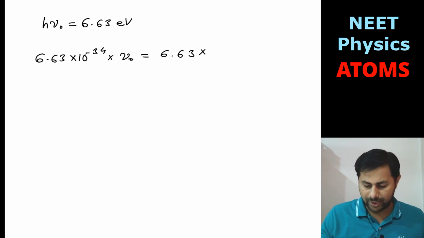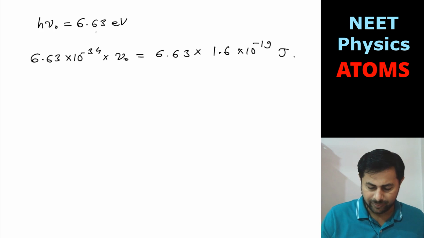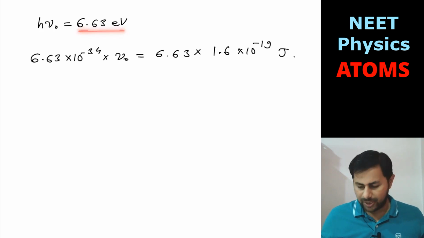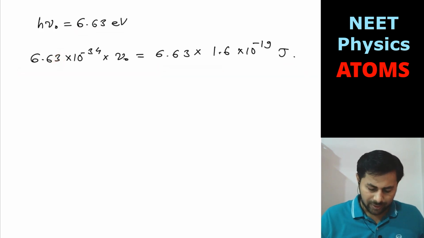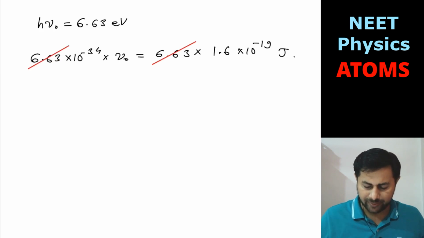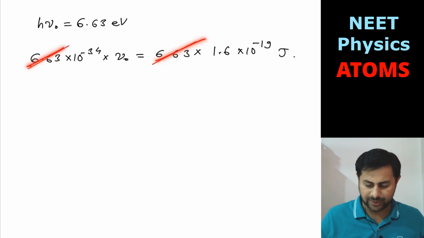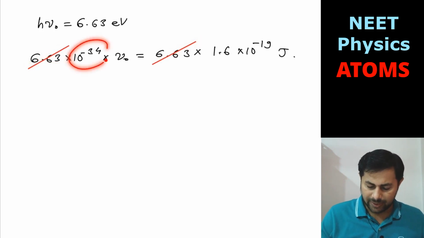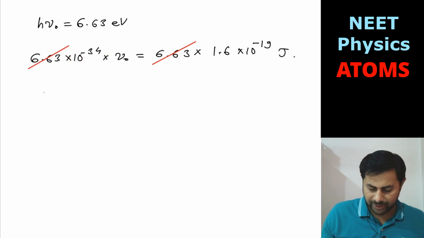Electron volts means it is 1.6 into 10 raised to minus 19 joules, right? So just multiply this with the charge on the electron, so you get the answer in joules. Then this thing gets cancelled out. Okay, this is 6.64, but roughly we can write it as 6.63. So then this thing gets cancelled out, right? And take this 10 raised to minus 34 to that side, so it becomes 10 raised to plus 34.